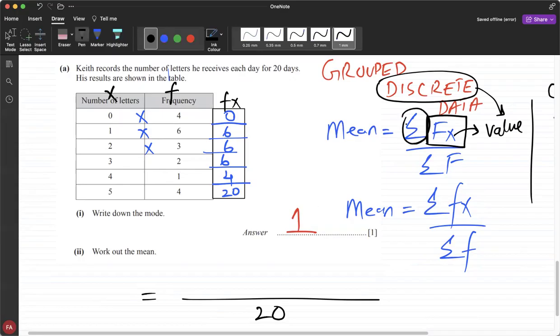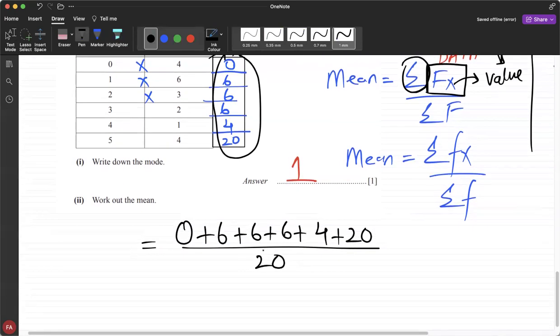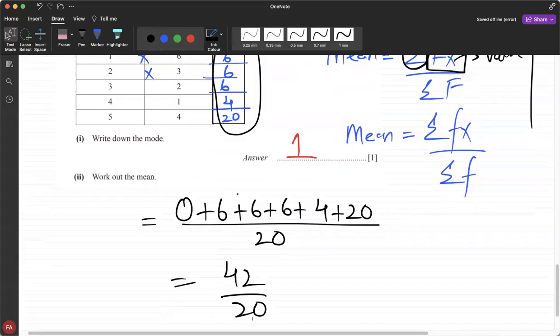This Greek symbol over here means that we have to add all these values. So I'll start writing this down. In the numerator, I'll write down 0 plus 6 plus 6 plus 6 plus 4 plus 20. This should be 30. And then we have 42. So we have 42 over 20 as the value that we get for mean. And if I were to simplify this, this would be 2.1. That's going to be my mean.